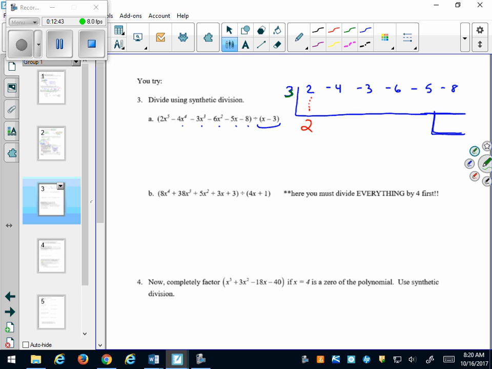Whatever you're dividing by times the 2 now, because that's what we brought down. 3 times 2, we put 6, we put it here. And then you're just going to add. Negative 4 plus 6 is positive 2. Now we multiply again. 3 times 2, we get 6. Then we add. Then we multiply again. 3 times 3, we get 9. And then we add. And then we multiply again. 3 times 3, and then we add.